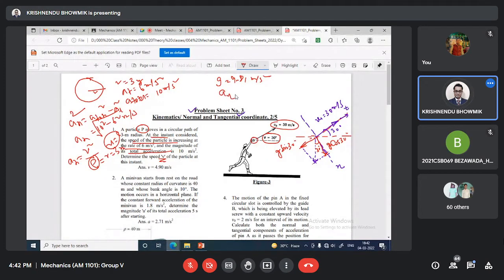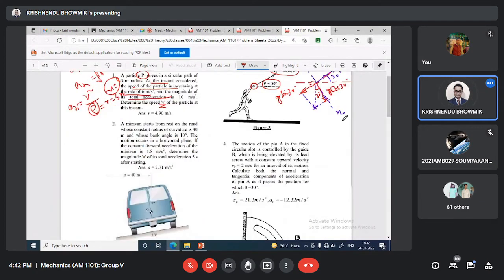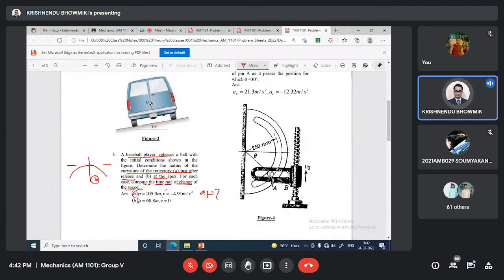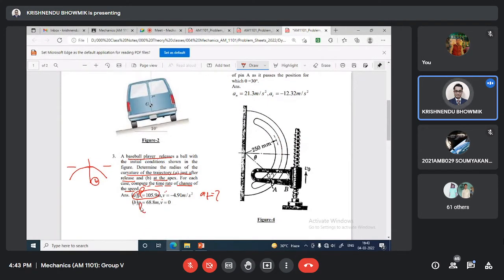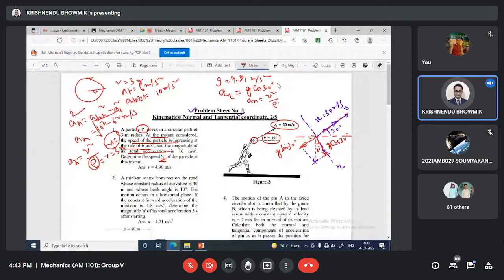So what is AN? Tell me, what is the AN value? G cos 30. And AN equal to V square by rho. Then V you know, you can calculate the value of rho. Actually this is rho, not P. So rho will be V square by AN, that means 30 square by 9.81 multiplied by cos 30 degree. You will get around 106 meter. So you have calculated that one.